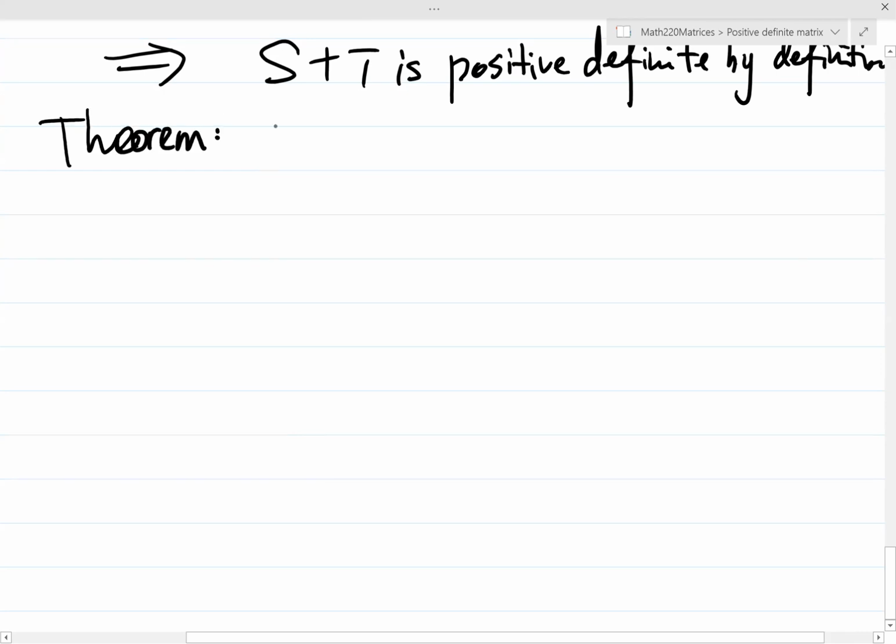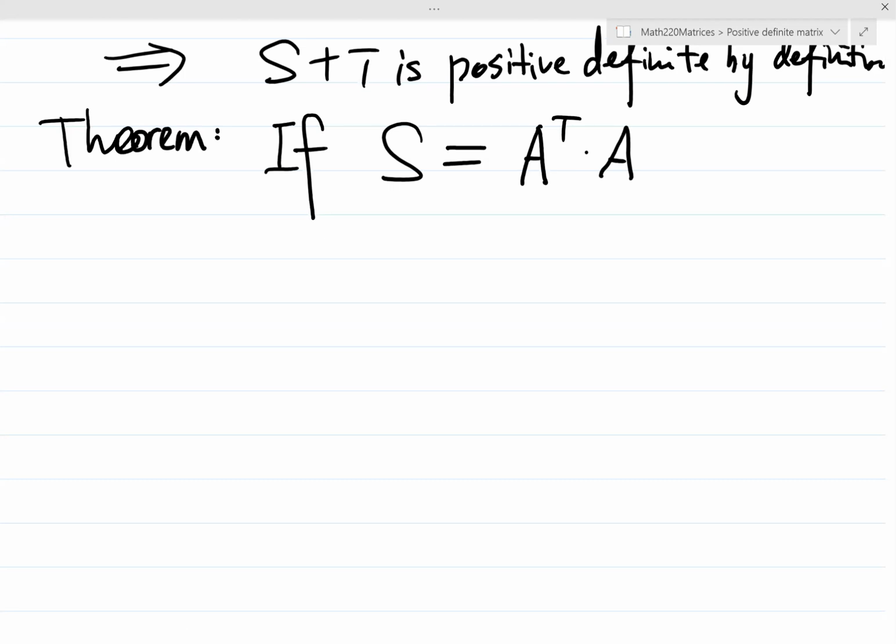Okay, suppose we can write S in this form, A transpose times A. Now be careful: we do not assume A is necessarily a square matrix. We do not assume that the matrix A is square.